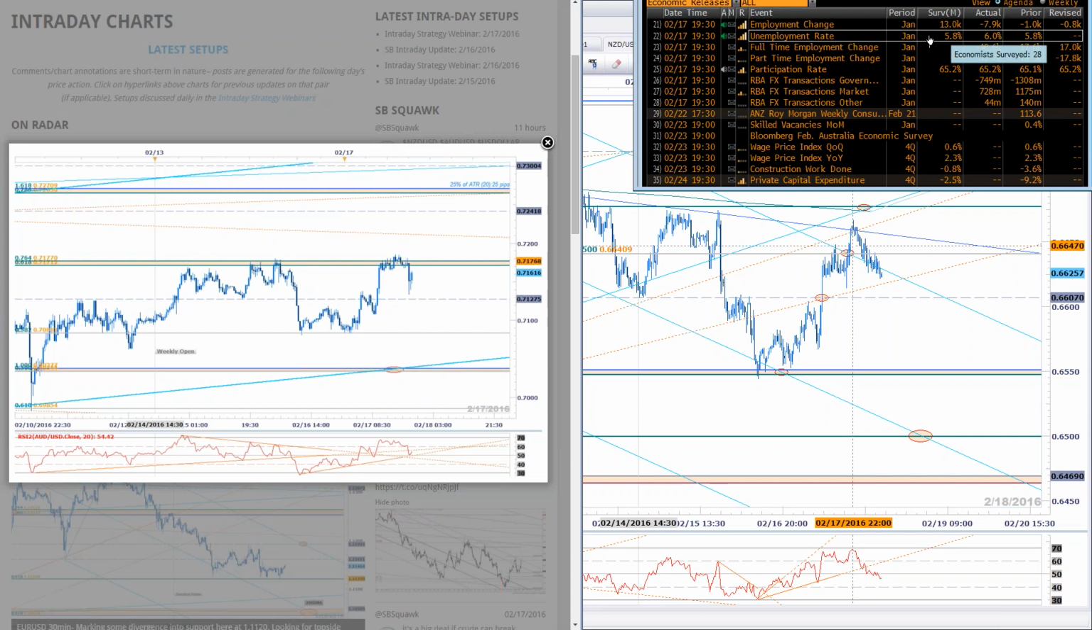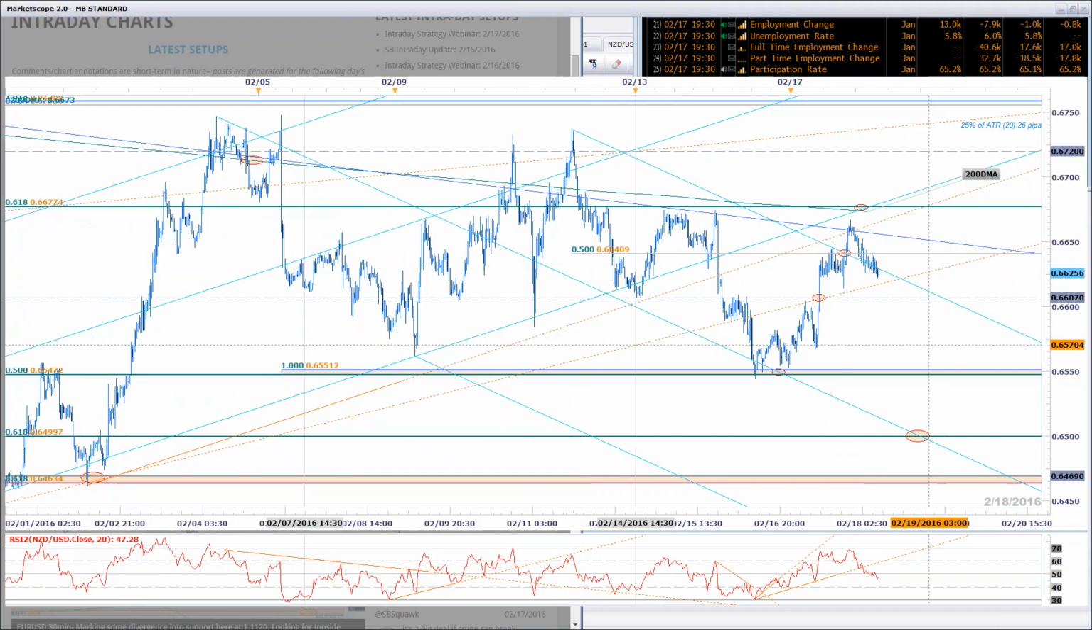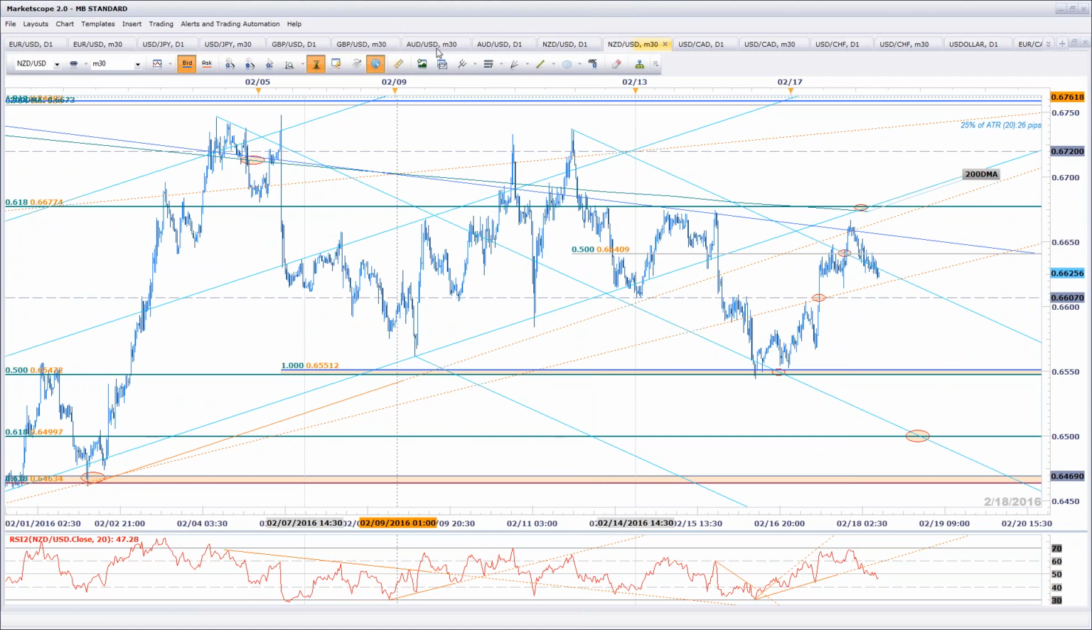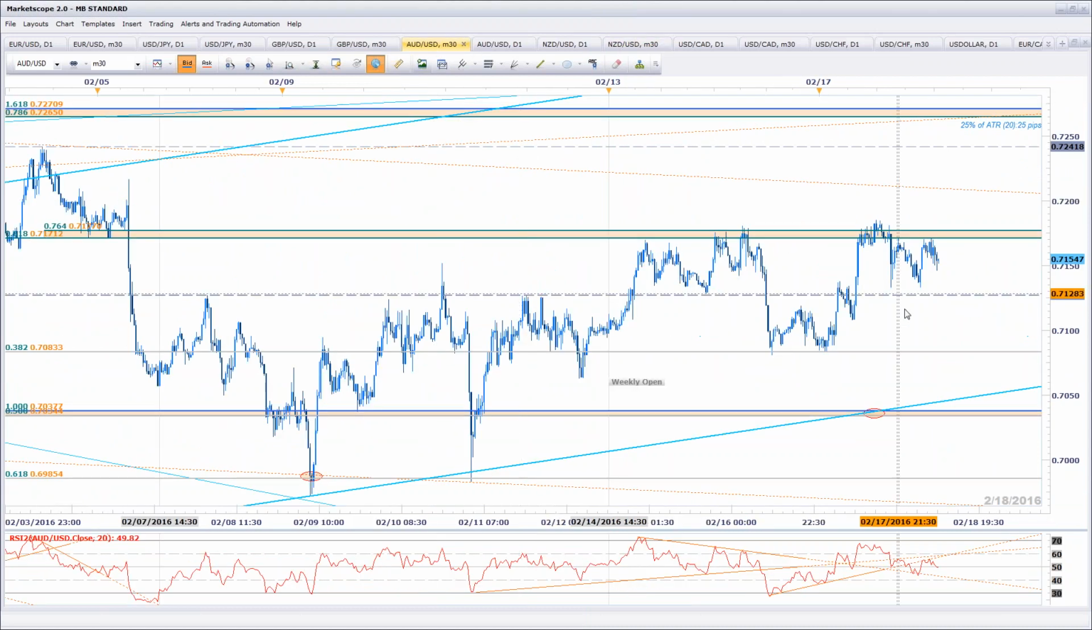Also, if you drill down even deeper, full-time work contracted by 40,000 last month, while part-time employment gained by 32,000. So you're seeing a very big shift here from the previous month's data. Obviously, Aussie saw a really quick downturn on that release. The market faded it almost instantly. The next 30-minute candle had already taken back more than half of the decline, and before the hour was over, we were almost back at unchanged.